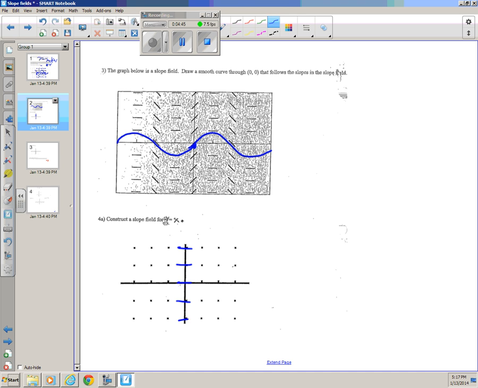So we're going to draw little line segments that have a slope of 0. When x is 1, our slope is going to be 1. Just keep going like that. Right? When x is negative 1, our slope is negative 1.